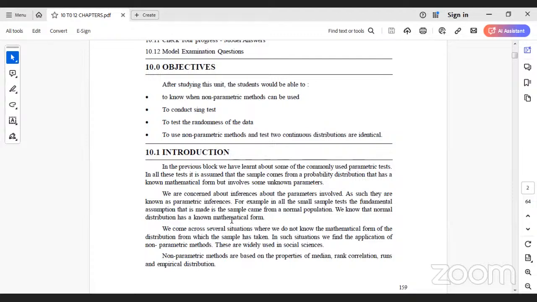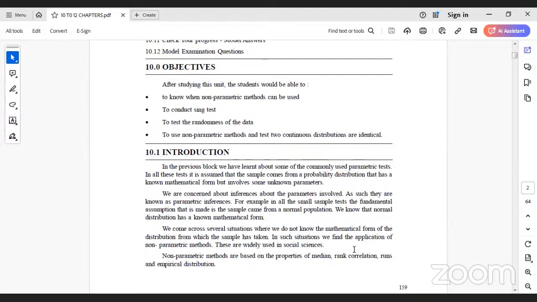In the previous block, we learned about some commonly used parametric tests. All these tests assume the sample comes from a probability distribution that has a known mathematical form but involves some unknown parameters. We are concerned with inferences about the parameters involved. As such, they are known as parametric inferences. For example, in all the small sample tests, the fundamental assumption made is that the sample came from a normal population. We know that the normal distribution has a known mathematical form.